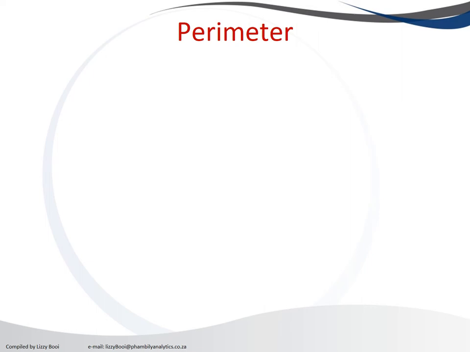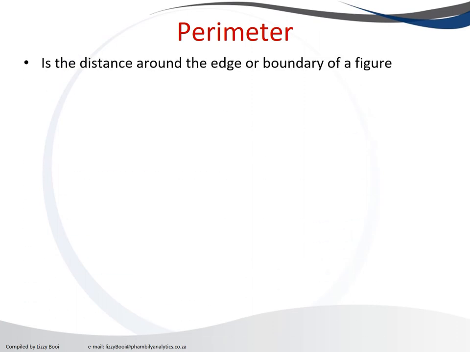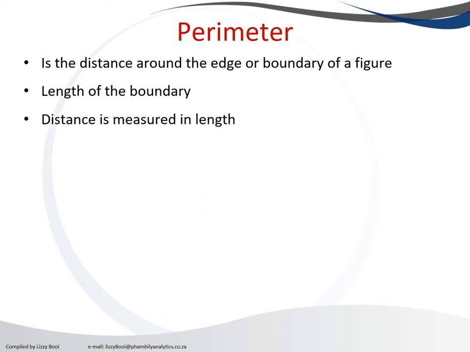About perimeter. What is a perimeter, or a circumference? A perimeter is the distance around the edges or the boundaries of a figure. So the outside part. And we are able to calculate the length of this boundary. And we can calculate the distance, which is also measured by the length.